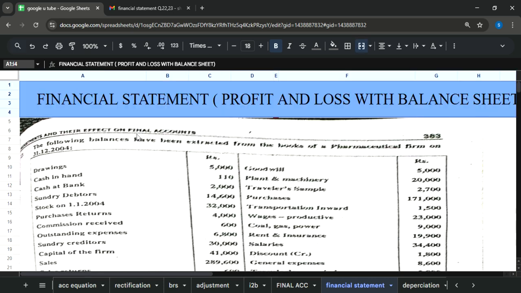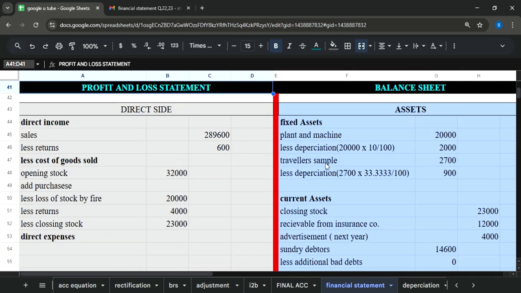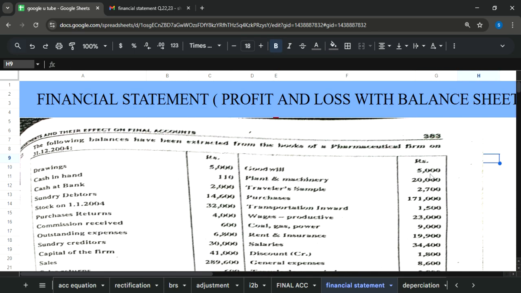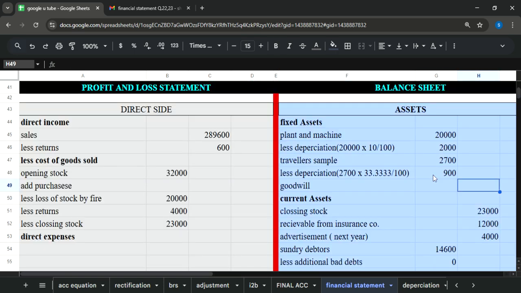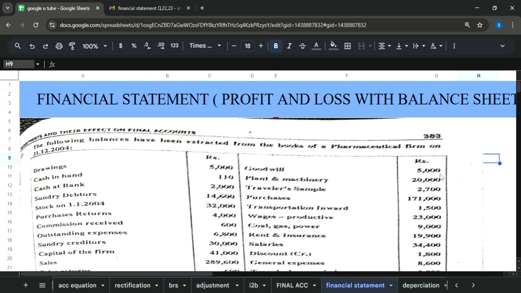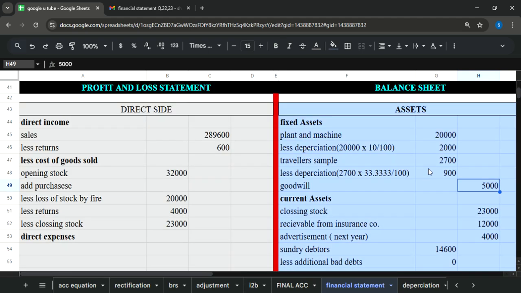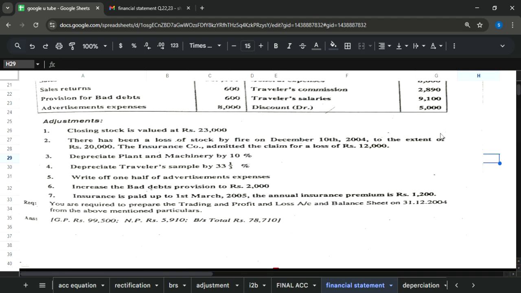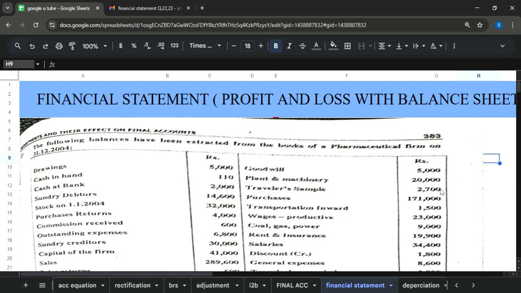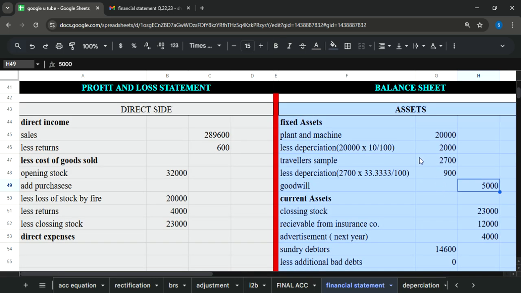Alright guys, we have completed the left side and now we will focus on the right side. First element is goodwill, which is your fixed asset, and here you will write goodwill. Amount of goodwill given is 5,000. Put amount over here. And after goodwill we have plant of 20,000. I think we have written, yes, 20,000 completed. Then we have traveler sample 2700, already written, 2700.